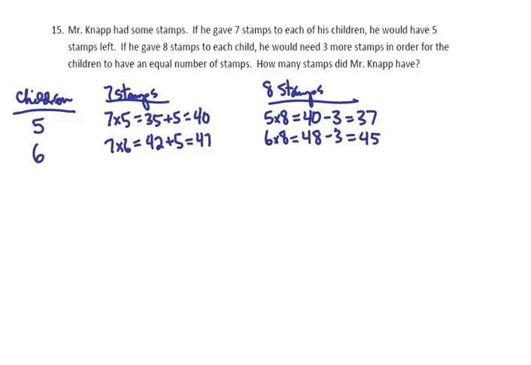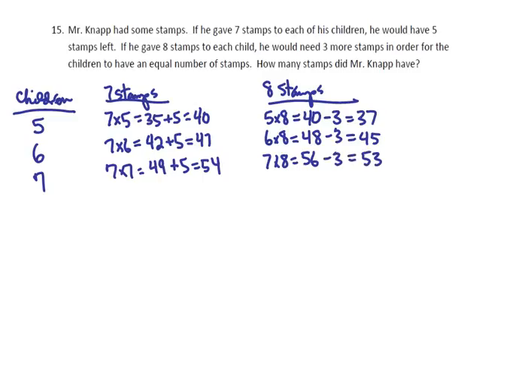If there were 7 children, giving them 7 each would be 49, and he still had 5 left over, and so he would have had 54. If he had 7 children and gave them 8 each, he would need 56 but be short 3, so he would only have 53 stamps there.